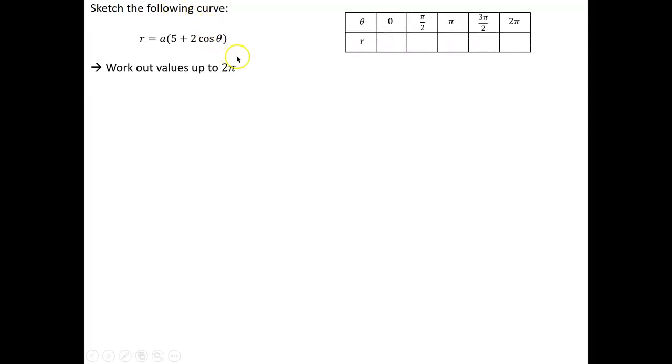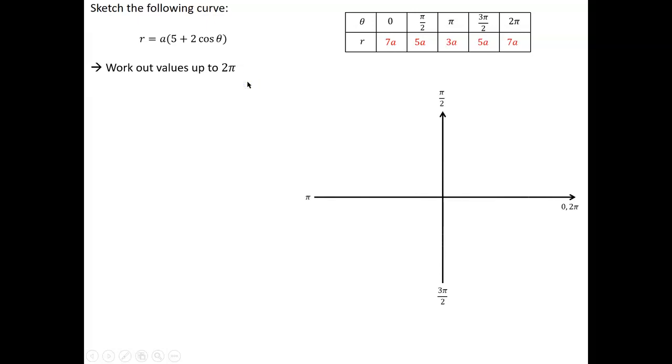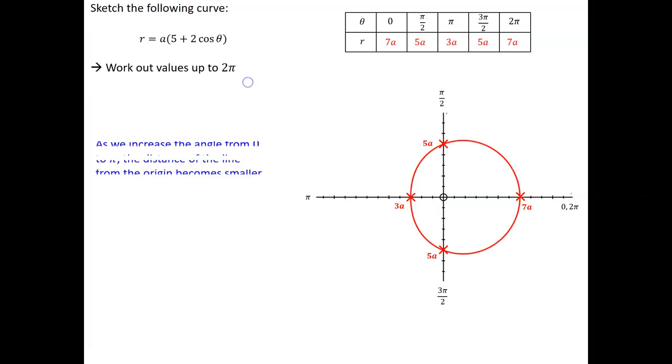Here's another type of equation. This time we've just got one theta, so we can just work out values up to 2 pi. Substitute them in to find r in terms of A. Then let's plot them. It joins up to make this shape.